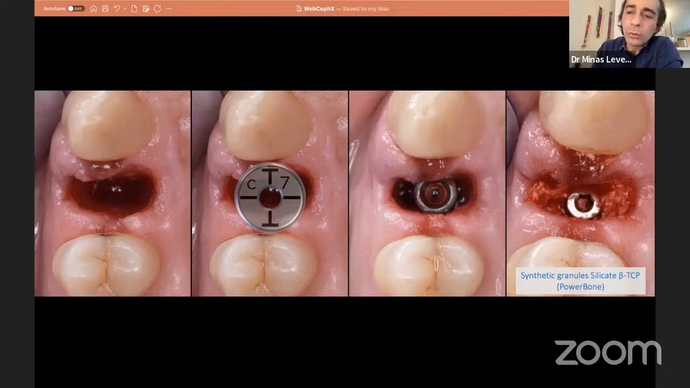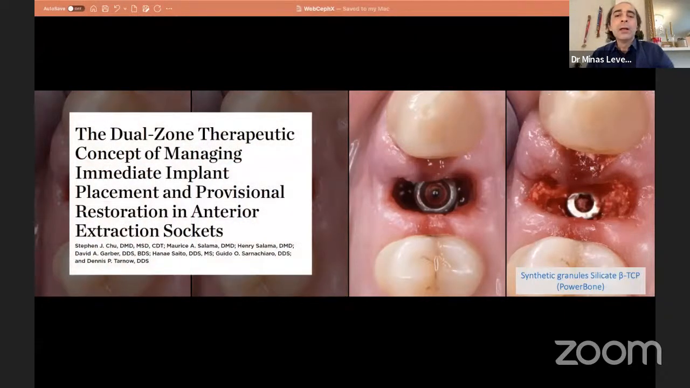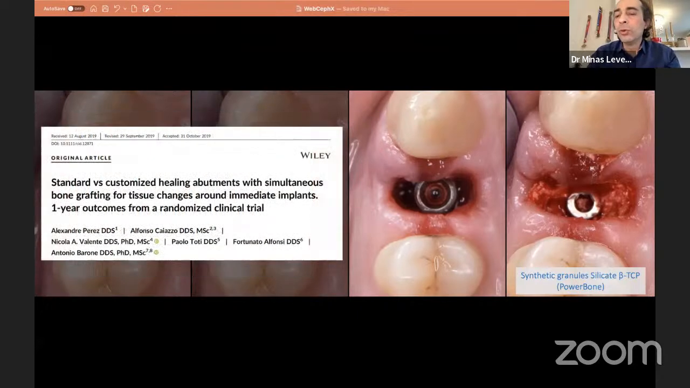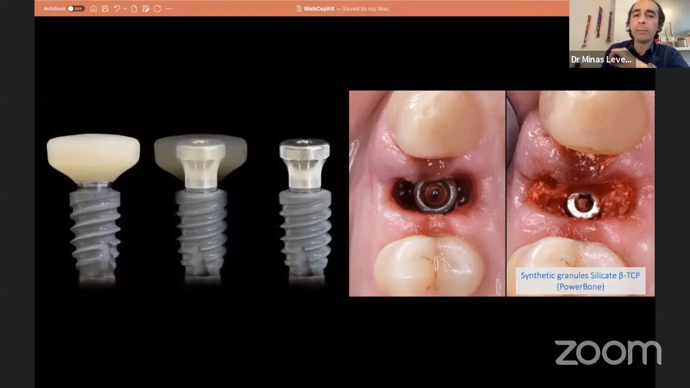Dual zone grafting. Again, here I use the synthetic granulate silicate beta-tricalcium phosphate to fill all the spaces into the bone zone and into the soft tissue zone. As I said, dual zone concept. And what is very important now is to protect this bone graft into the bone and soft tissue zone. And the best way to cover this and guide the healing is again to use a customized anatomical healing abutment.